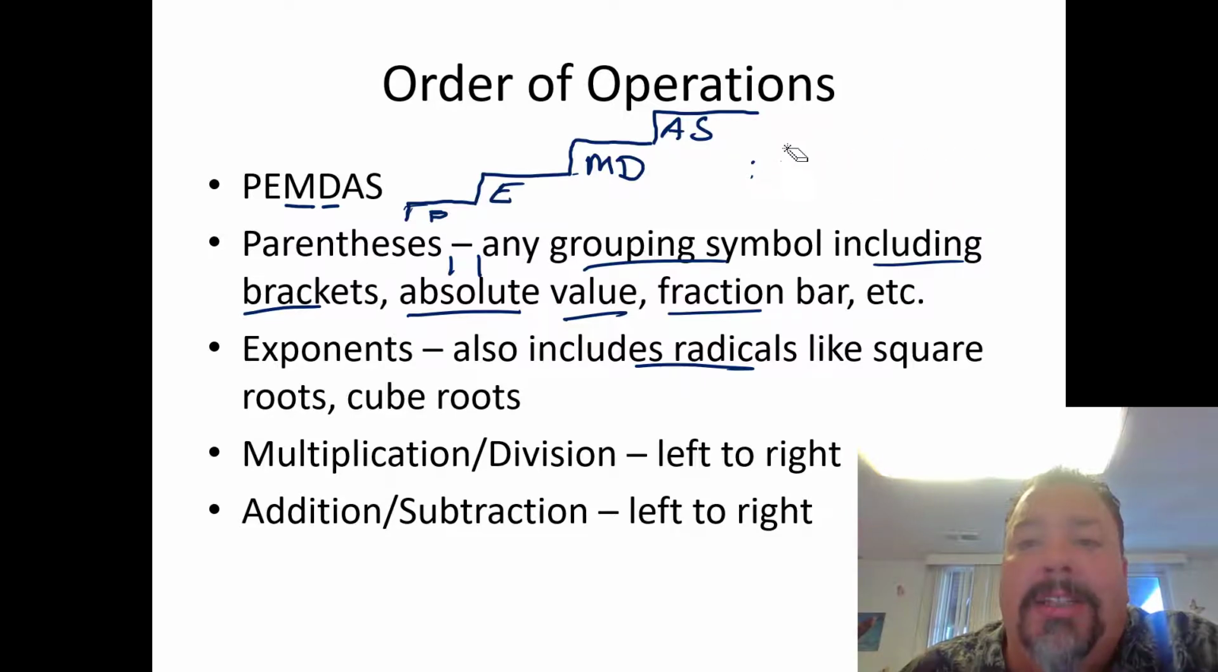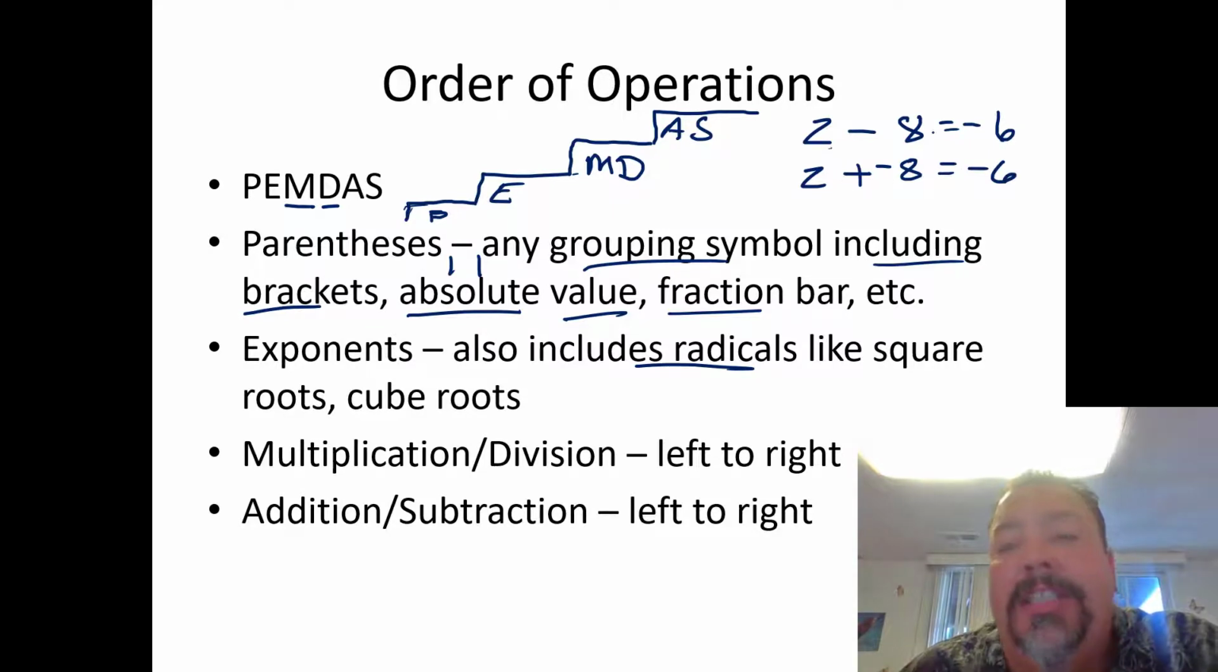And while I'm talking about subtraction, you should be careful with subtraction and negative numbers. So, for example, if I have something like 2 minus 8, you could always change subtraction to adding the opposite. So 2 minus 8 you could write as 2 plus a negative 8. Either way you write it, you get negative 6. So subtraction you can write as adding the opposite.